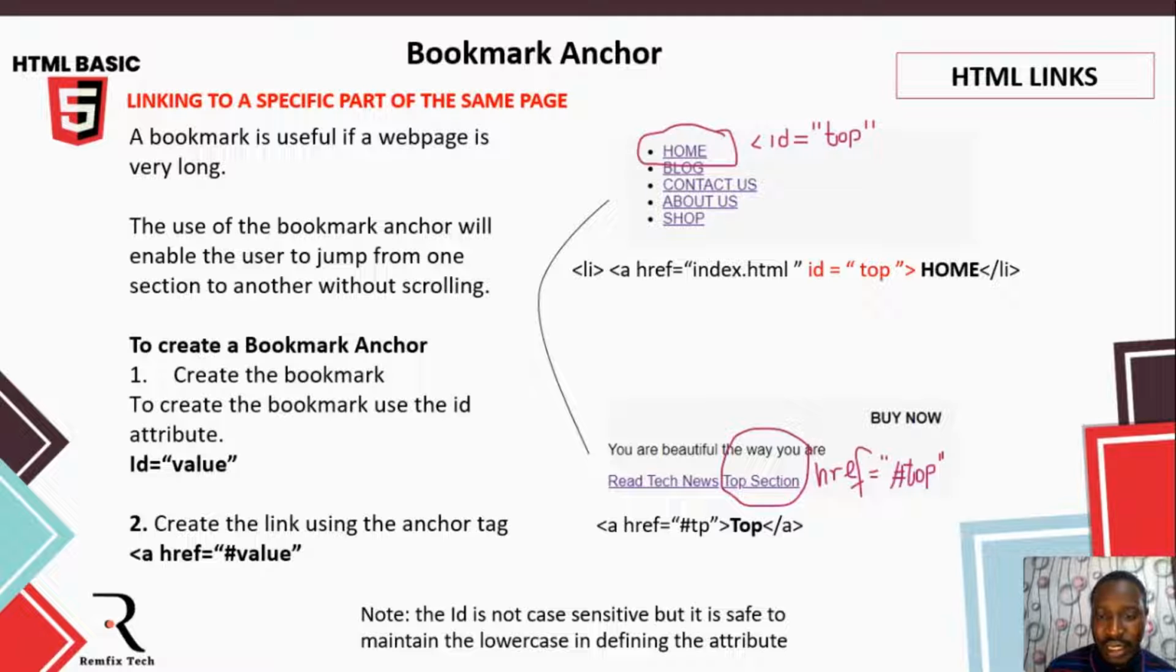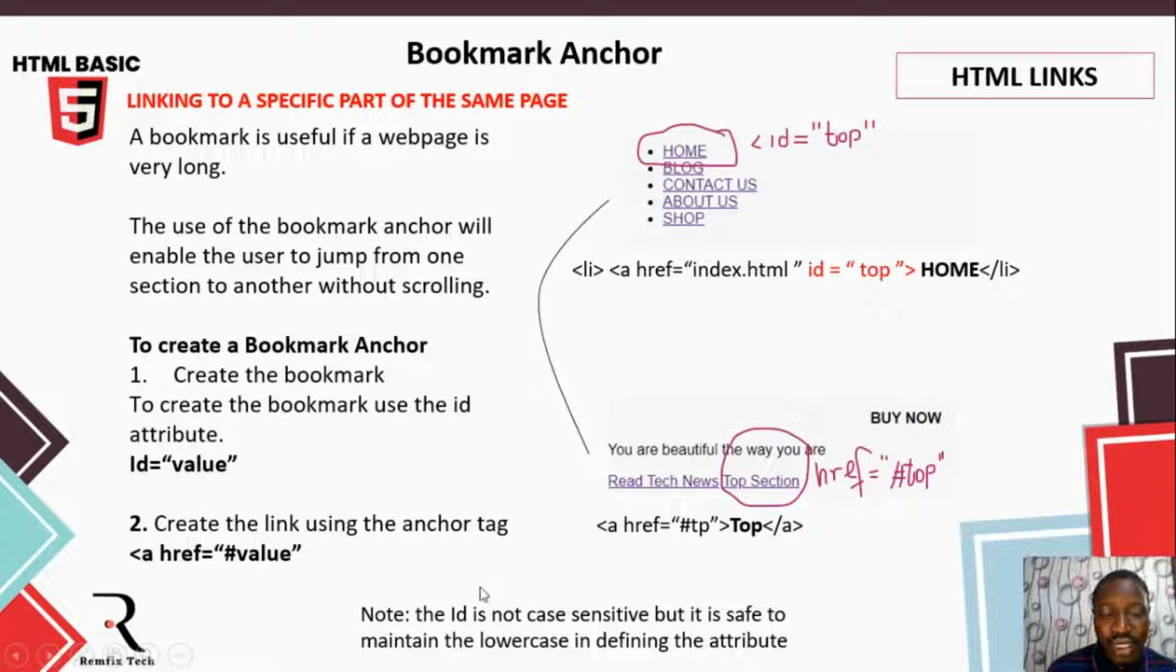So that means that in my list, in my main that we created, I will add an attribute called id, and I'll put a value that I'll reference as top, right? Then in the link here, I'll just put a href, and I'll put this hash symbol, and then the top value here. So once I click on here, it will take me to the top of the page. So that's an example of a Bookmark Anchor.